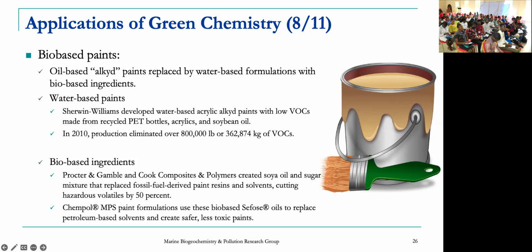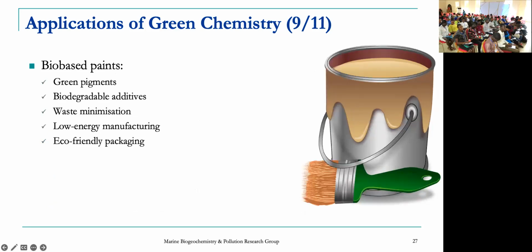Also, bio-based ingredients can be introduced to produce bio-based pens. I may not want to spend my time on these again because my time is fast spent. Other considerations of green chemistry in bio-based pens production include the development of eco-friendly green pigments, biodegradable additives, waste minimization, low energy manufacturing, and eco-friendly packaging. I will skip this discussion for the sake of time.